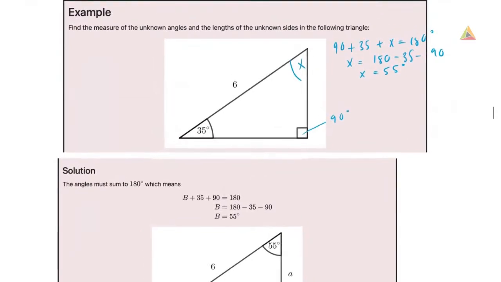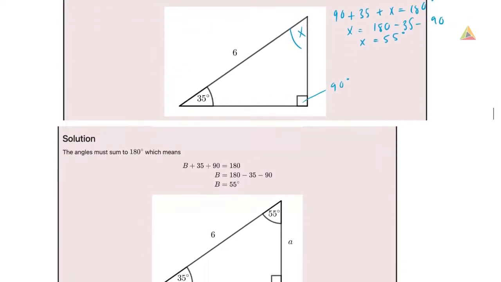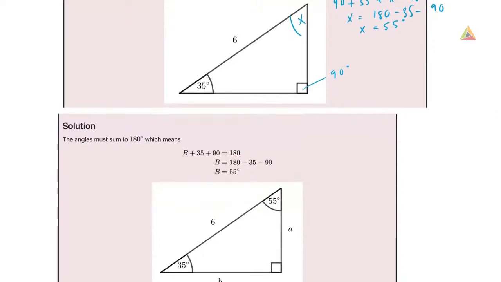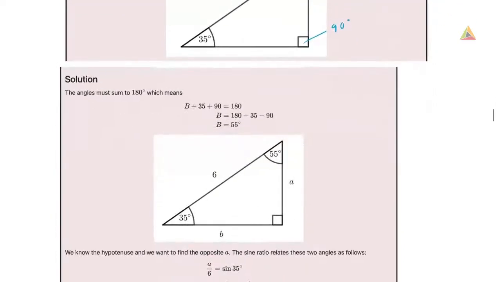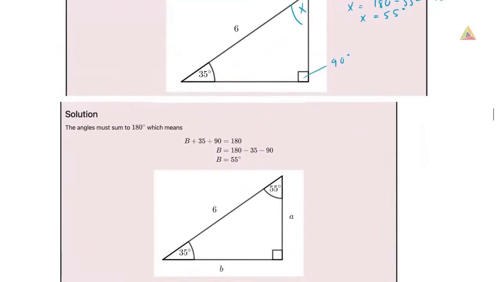So they're also asking us to get the length of the unknown sides in the following triangle. I'll scroll down actually here. So if we look, they've labelled it side A. If we're looking for side A, we're going to write into the triangle what we know. So this is the hypotenuse. And I'm going to look at this angle, so I'm going to use this as my angle. So if 35 degrees is my angle, this must be my opposite, and this must be my adjacent.